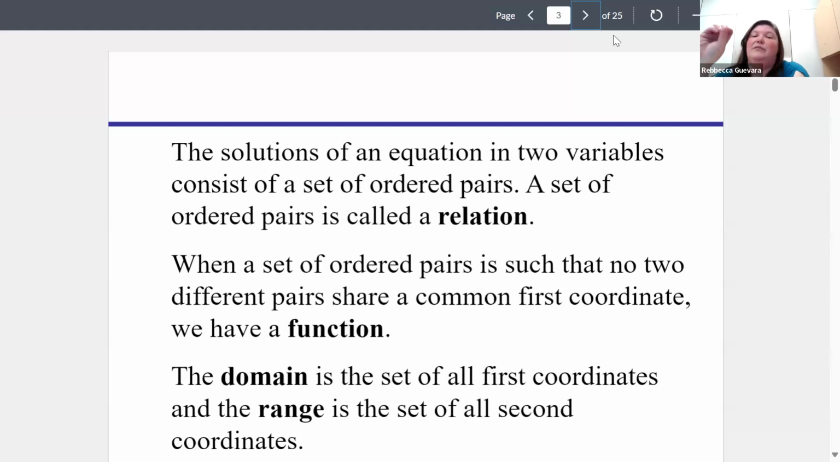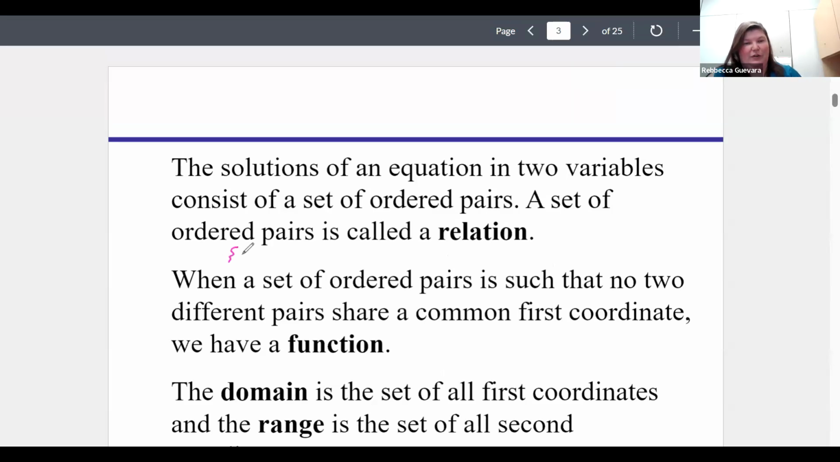So the solution of any equation that is in two variables is going to be an ordered pair. All those linear equations that we were graphing, we plugged in an X, we found a Y, we had an ordered pair. That was a solution. So a set of ordered pairs is called a relation. So what we mean by a set is that if I went through and found multiple solutions to my equation, I can just keep writing down each of the ordered pairs.